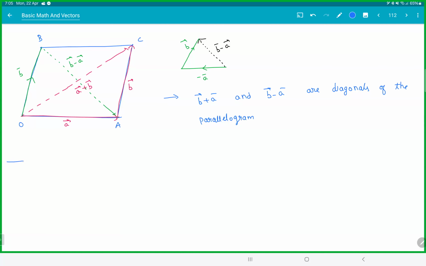Now, if they ask you, if the parallelogram becomes a rhombus, what is the condition? What's a parallelogram? The sides should be parallel, isn't it? What is a rhombus? The sides should be parallel and the sides should be equal. Or there's another condition. In a rhombus, if A bar plus B bar is perpendicular to A bar minus B bar, that is, the diagonals are perpendicular, it becomes a rhombus.